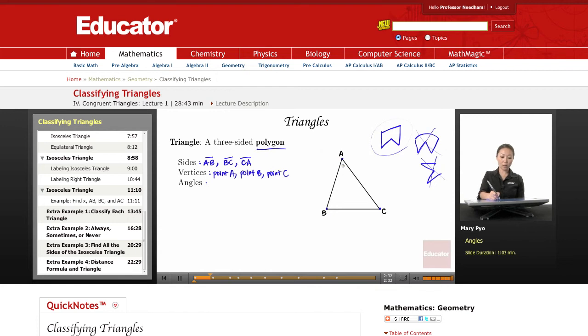This angle can be called angle A, since there's no other angle there. This angle can be called angle C. Or you can do it the other way, angle ABC, angle BCA, angle BAC. But this is the easiest way. Angle B, angle A, and angle C. Okay?